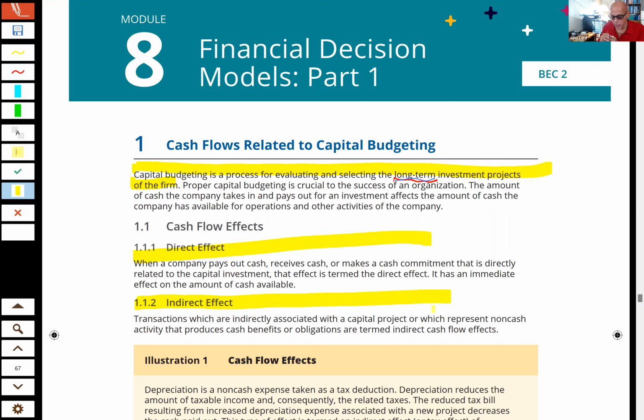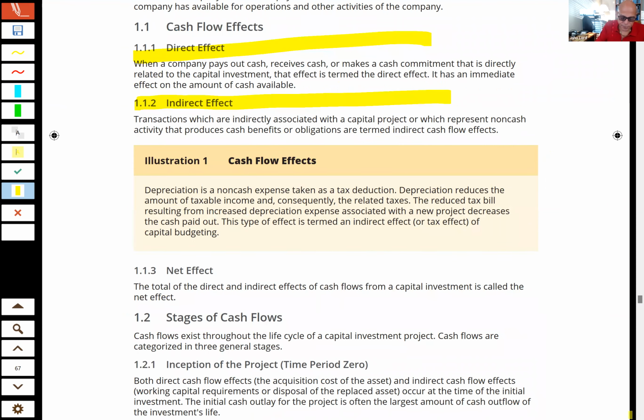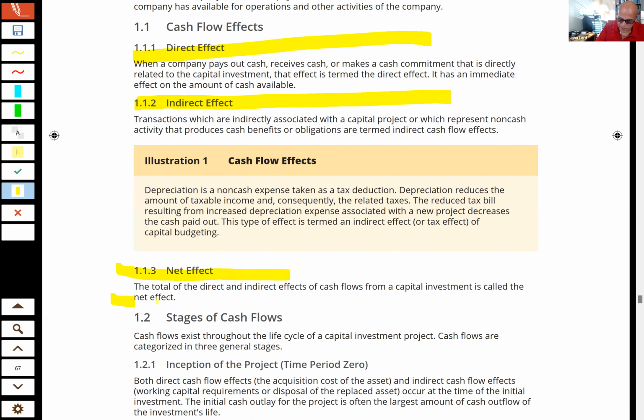Okay, so that's a good example of an indirect cash flow that we will want to consider. So we come over and we start to take a look at something called the net effect, and we give more credence to this, more importance to this than it really needs, I think. When we talk about net effect, it's just the difference between the cash inflows and the cash outflows, and we consider both the direct and indirect cash flows.